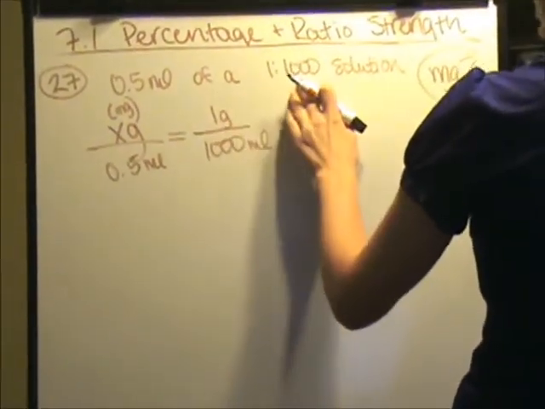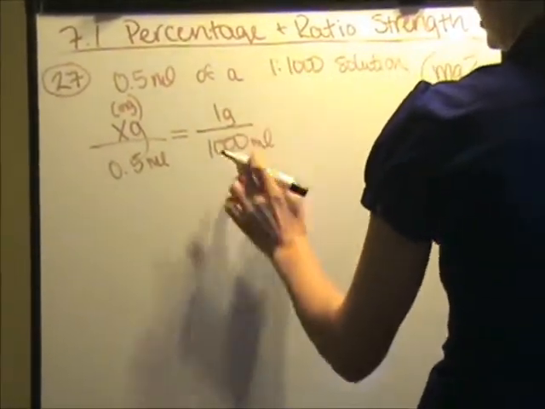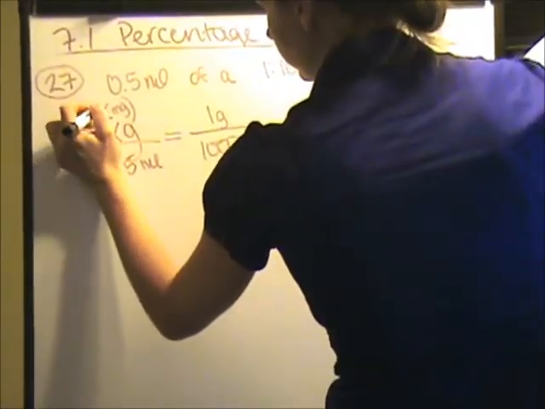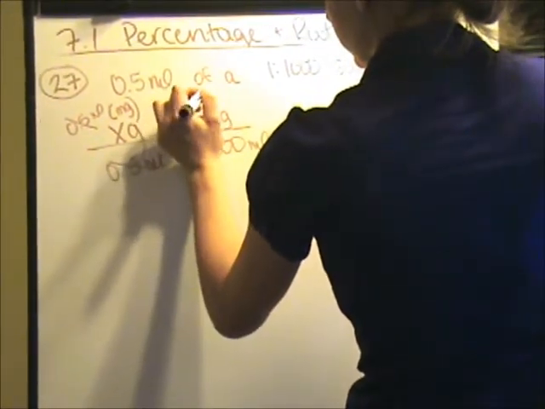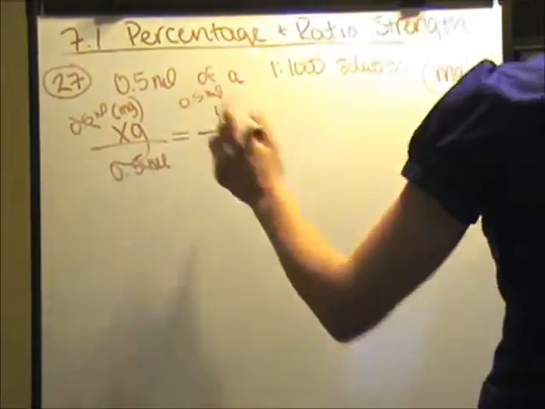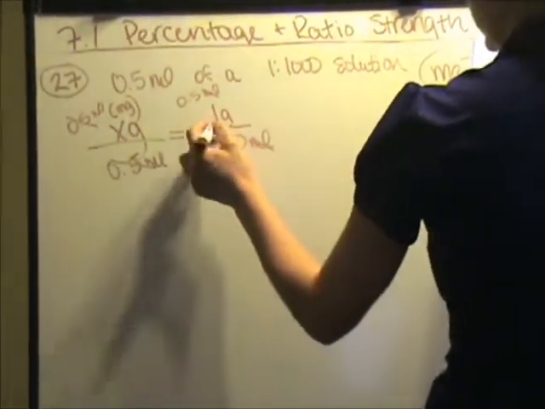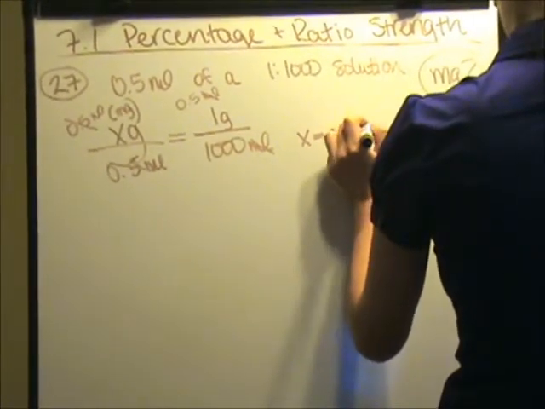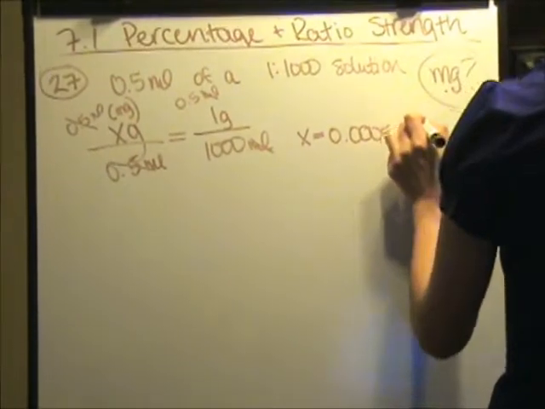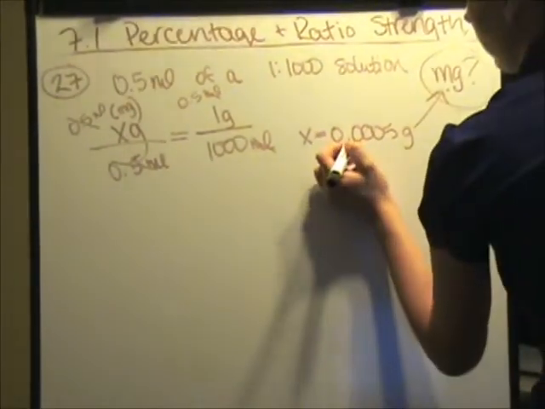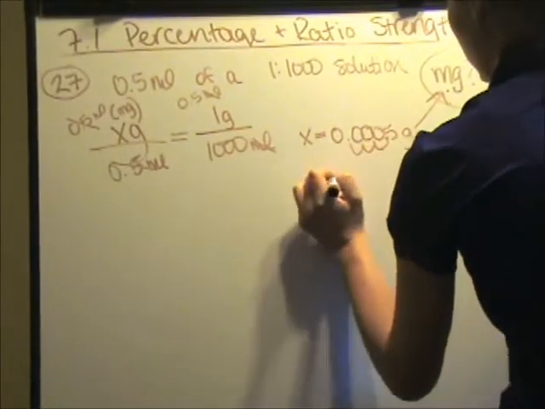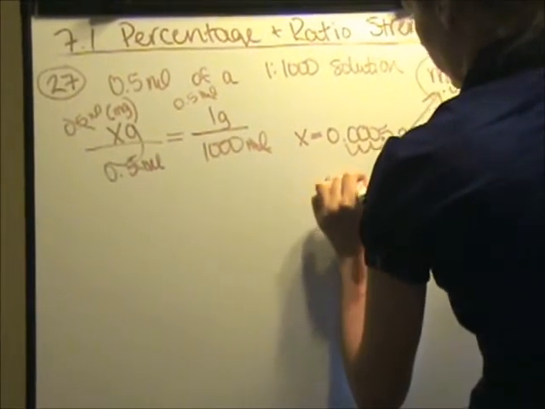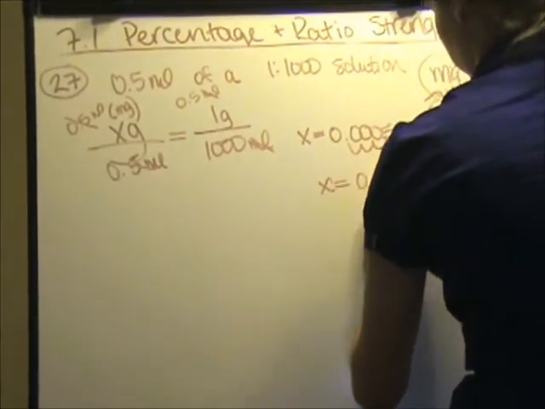Of course, anytime it's written as a ratio, it's always going to be grams and milliliters. Making sure they match, and they do, so we can solve for x. The milliliters are going to cancel out. 1 times 0.5 divided by 1,000, and x is going to equal 0.005 grams. But remember, we need to convert to milligrams, so we're going to move 3 to the right. 1, 2, and 3. So x is going to equal 0.5 milligrams.